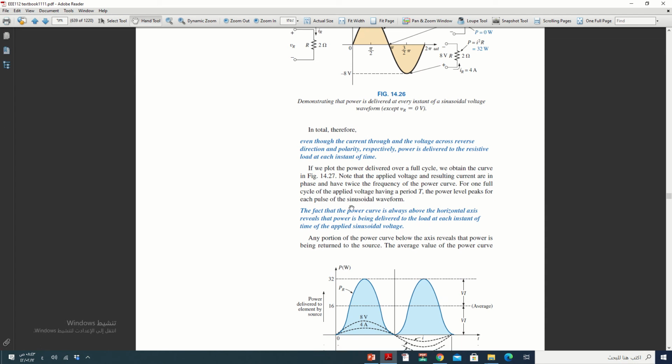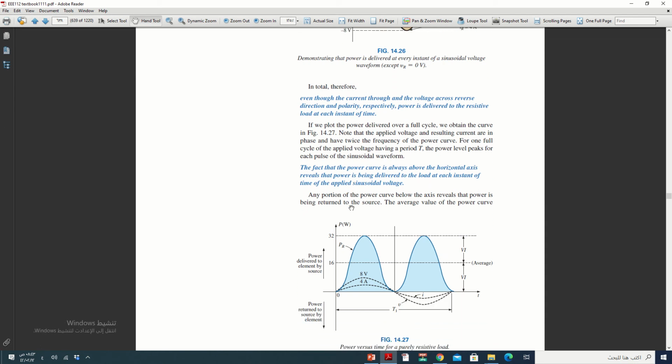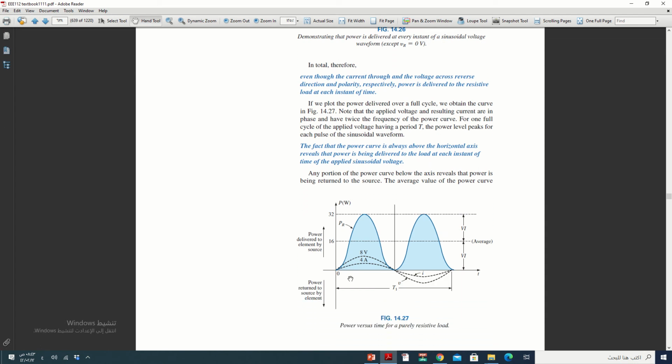If we have current and voltage, like here we have the current 4 ampere and the voltage 8 volt. To find the power, we multiply the voltage by current at each point. 0 by 0 is 0. For example, 1 by 2 is 2. And until 4 by 8, it becomes 32.